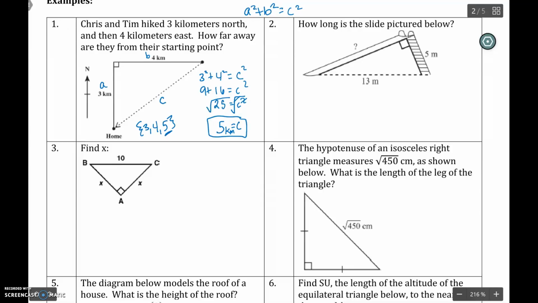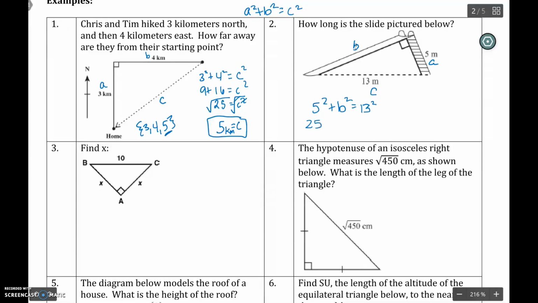All right, number 3. You have your A or B or C on here, but remember, across from your 90 is the C, and then the other two are A and B. So when we plug into Pythagorean theorem, we're doing a squared plus b squared equals c squared.